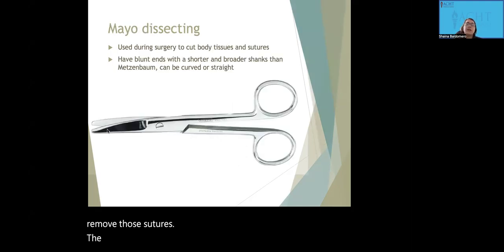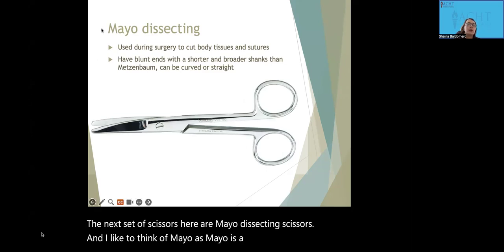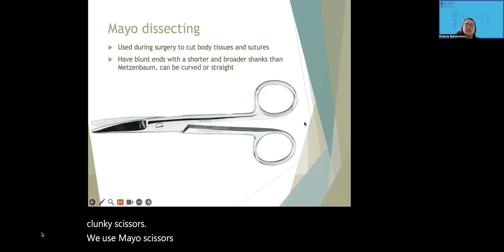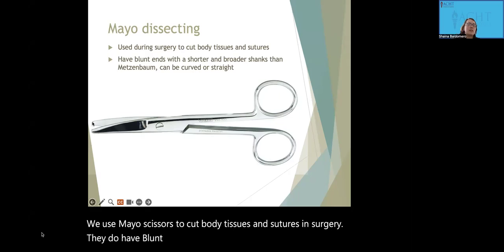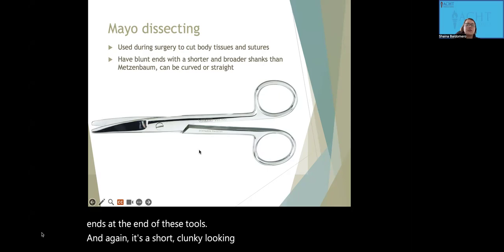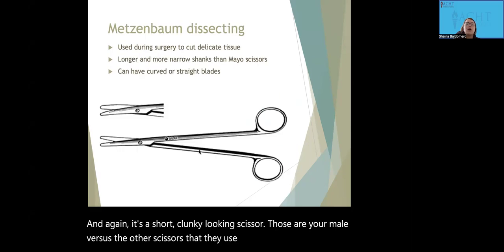The next set of scissors here are Mayo dissecting scissors. And I like to think of Mayo as a short and clunky word, right? It's Mayo, M-A-Y-O, short little word here. These are short and clunky scissors. We use Mayo scissors to cut body tissues and sutures in surgery. They do have blunt ends, so they're not sharp. They're little blunt ends at the end of these tools. And again, it's a short, clunky looking scissor. Those are your Mayo. Versus the other scissors that they use in surgery are Metzenbaums.